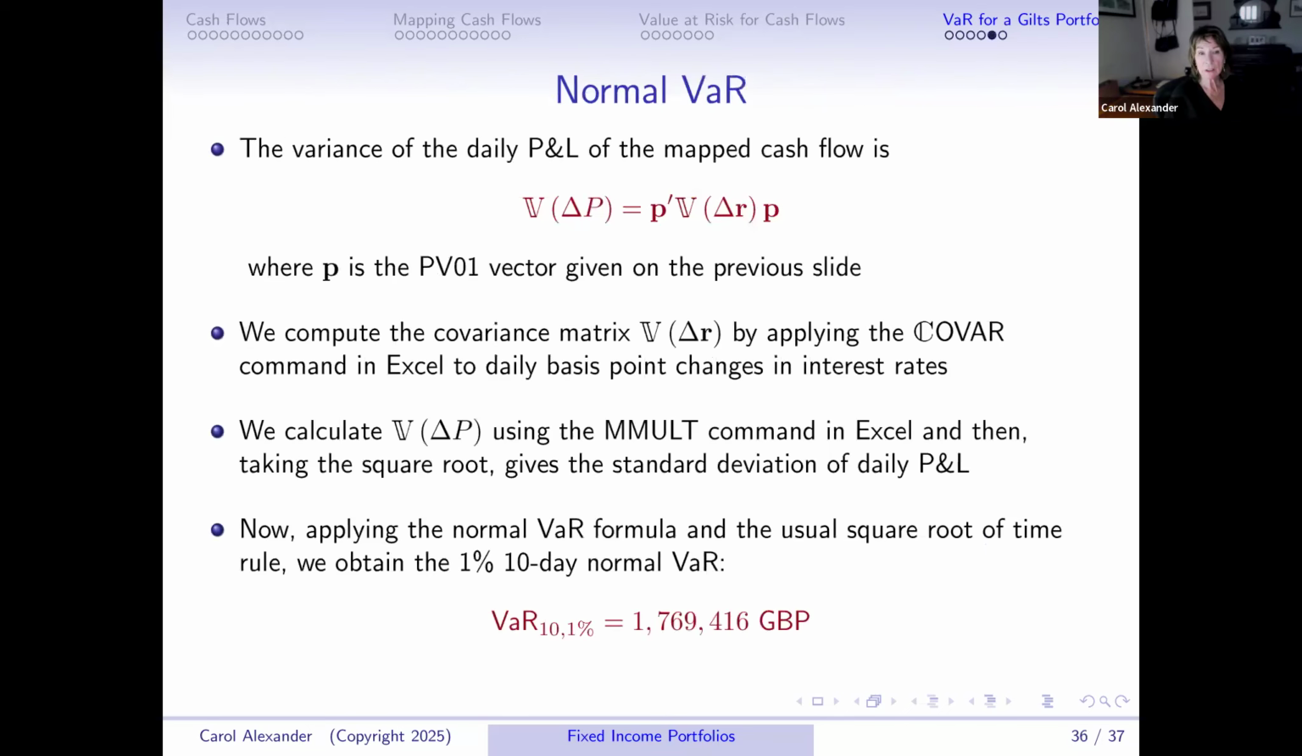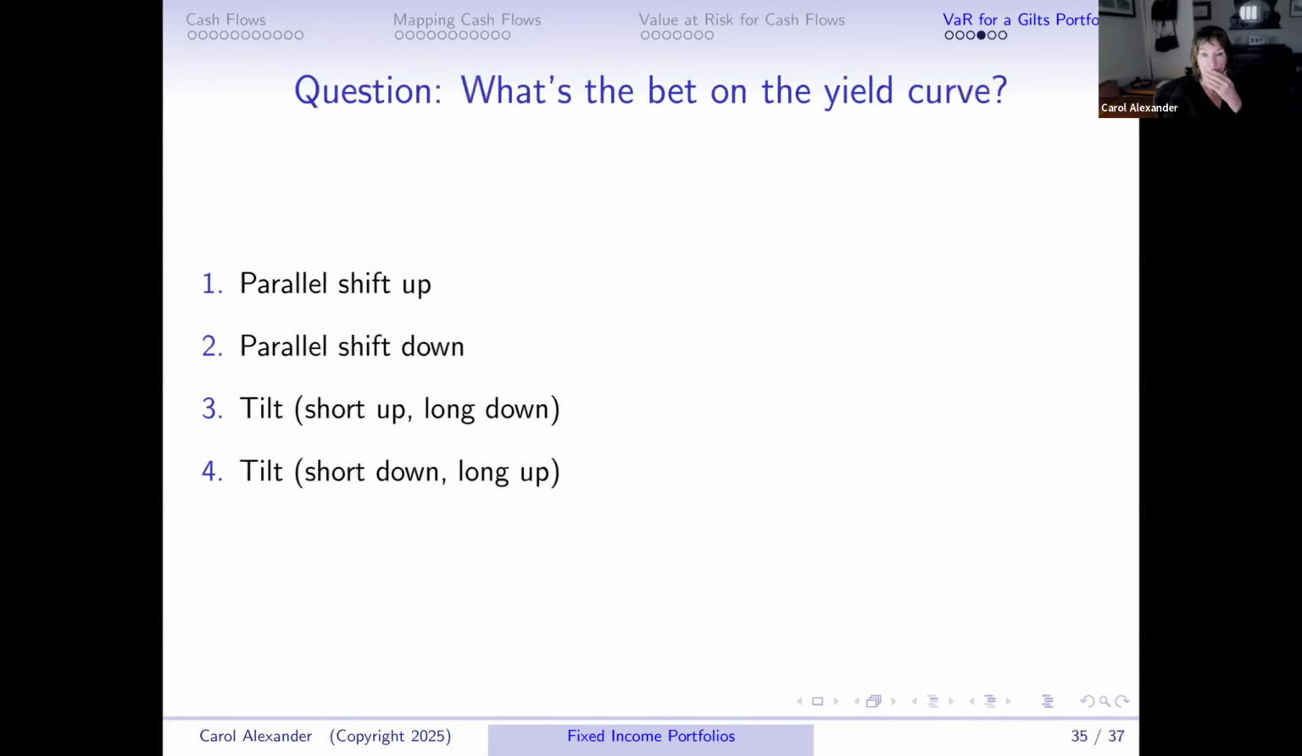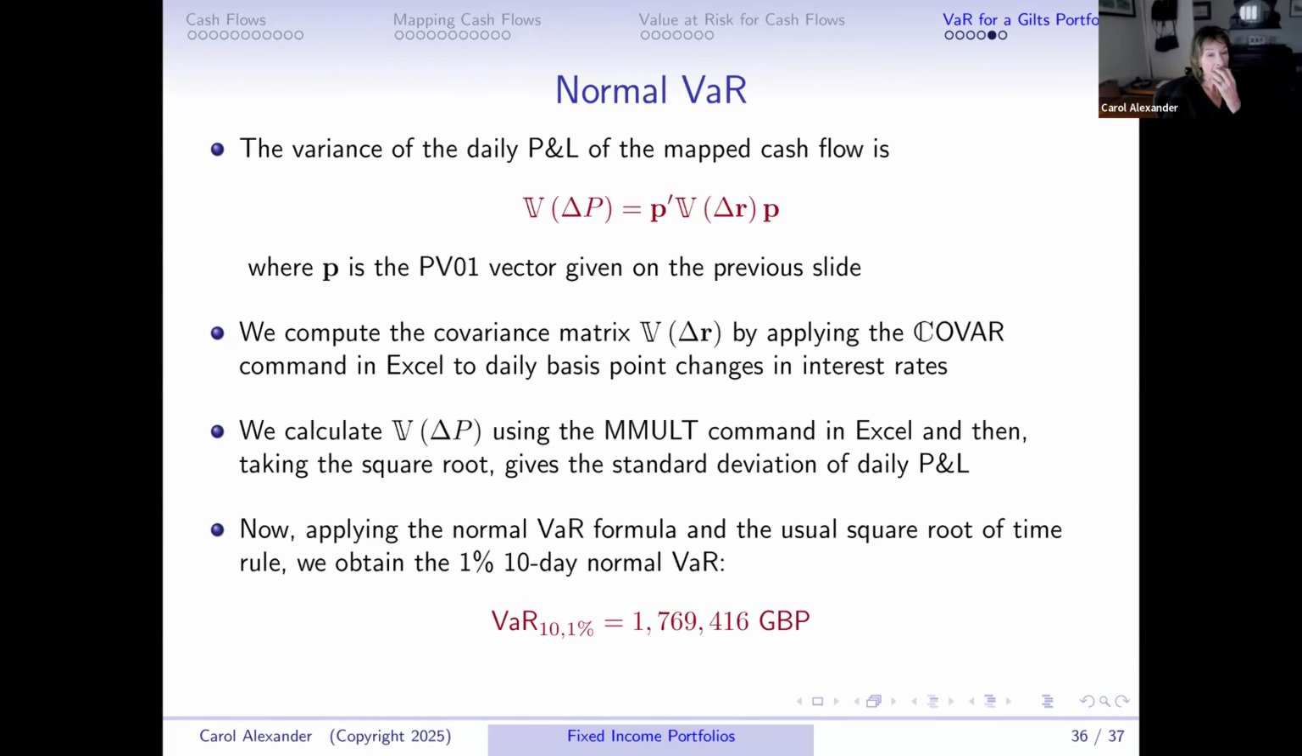Now for the normal VaR, the variance of the daily P&L is the usual formula where P is the PV01 vector given on this slide here. And we can get the covariance matrix with the VaR command.